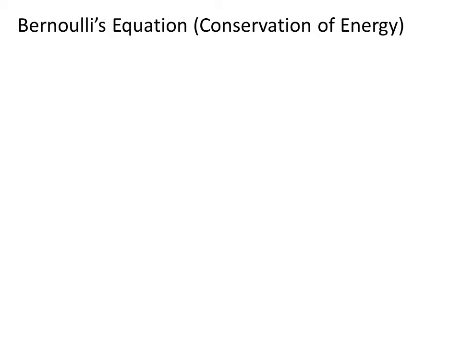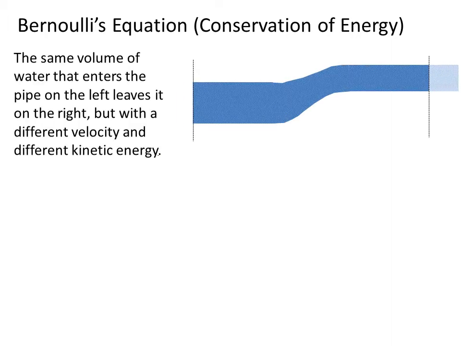In this lecture, we look at Bernoulli's equation, which is a conservation of energy idea that has to do with fluid flow. If you're looking at the pipe down below, we see that the same volume is entering on the left that leaves on the right. But there's a different velocity and a different kinetic energy for the volume that enters on the left and what exits on the right.